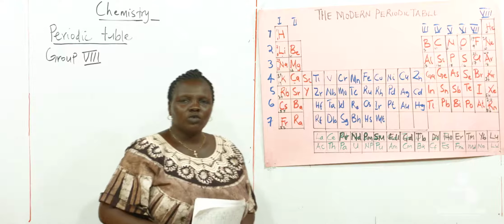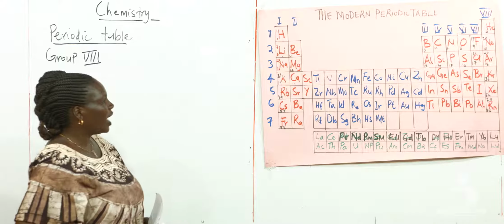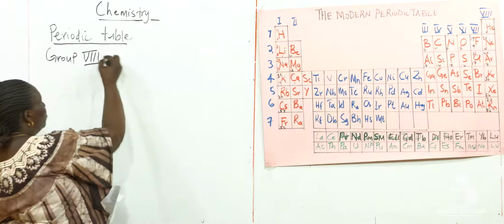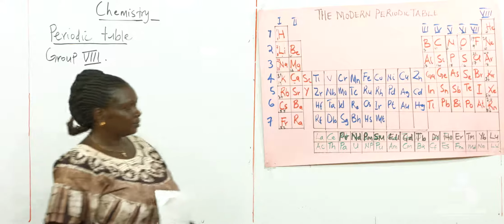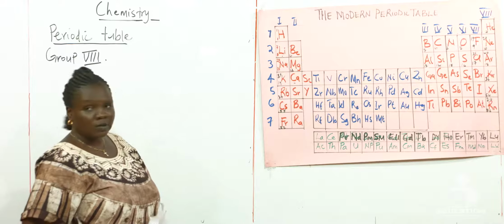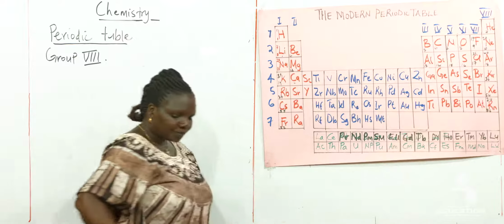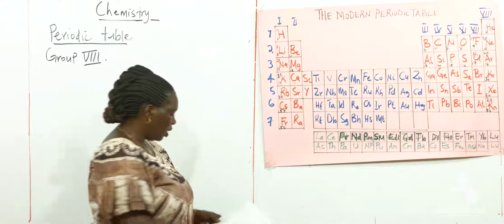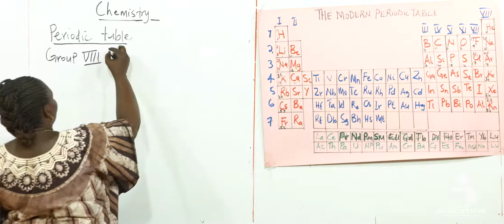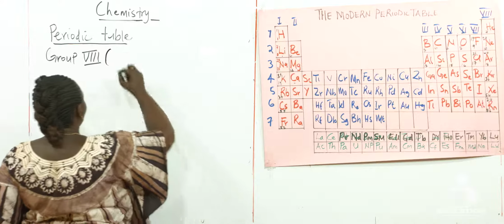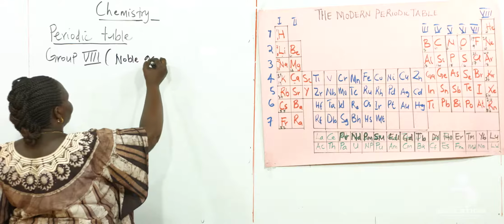And our topic for today is about the periodic table. We will be looking at group 8, which is the last group in the periodic table, because in the periodic table we have groups from group 1 up to group 8. So group 8 are mostly known as noble gases.